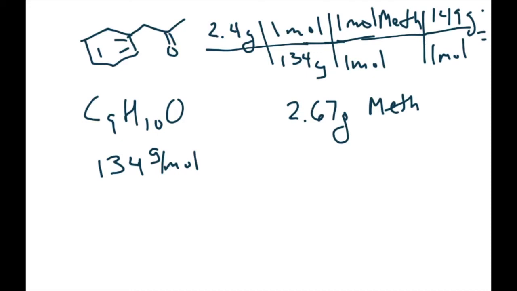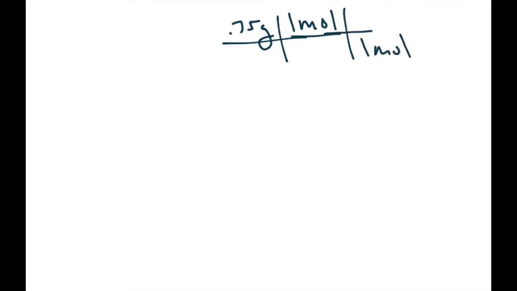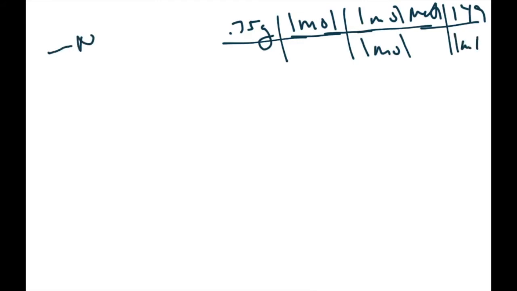All right, now we can do the same thing for our methylamine, right? Methylamine, we have 0.75 grams of methylamine. We can figure out the molecular weight real quick. So we have 0.75 grams of methylamine, right? We need 1 mole of methylamine. 1 mole of the amine goes to 1 mole of meth. We know meth weighs 149 for 1 mole. Right, so we got to figure out our molecular weight.